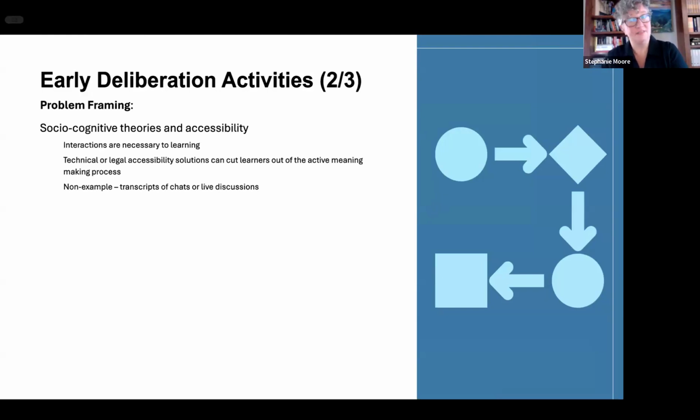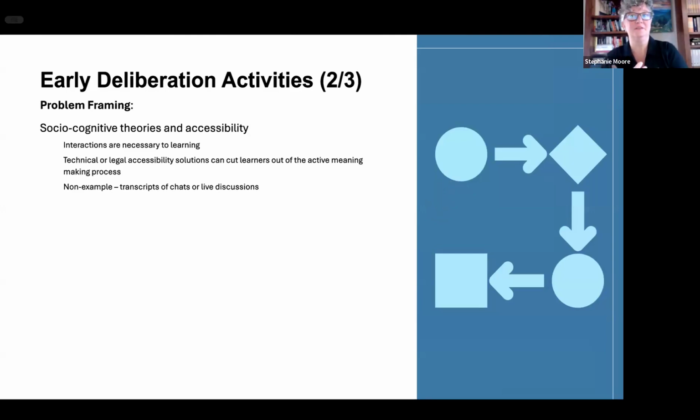So one non-example I have is from very early in my career. We met with a large learning management system provider. I'm not going to name names here. But at the time, their chat tool was not accessible at all. So of course, their technical legal compliance orientation to making it accessible and being legally compliant was that any student would have access to the transcripts at the end of a discussion.